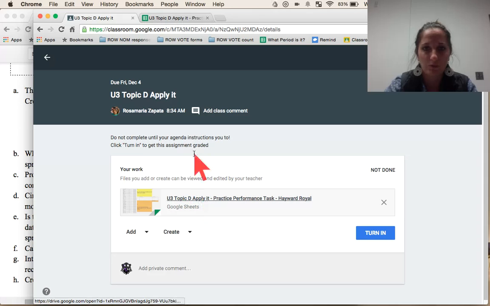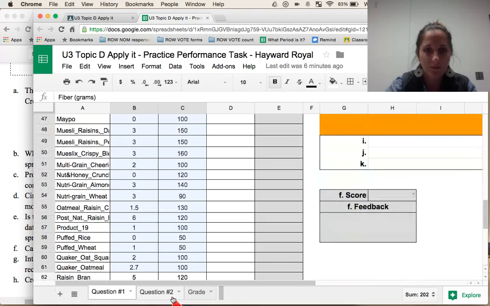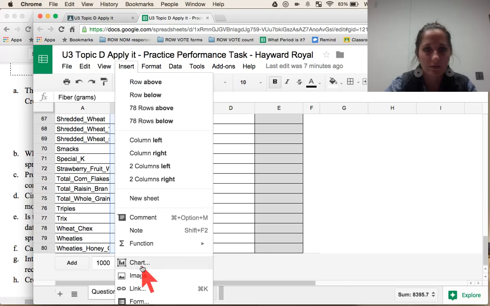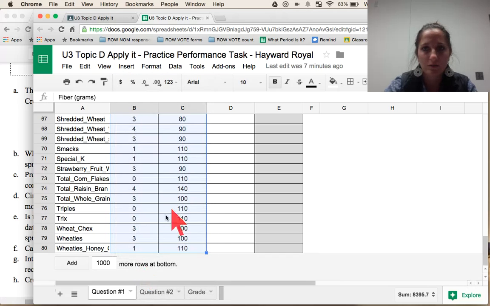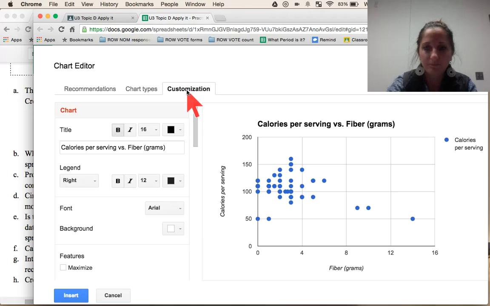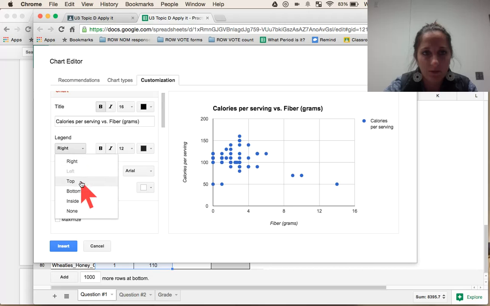You go to Classroom, you open this up, and I'm going to go ahead and create a scatter plot of the data. So to create a scatter plot, I select only the data, not the names. Select all the data, and then insert chart. And then I'm going to choose a scatter plot. I'm going to go to customization. And in customization, quickly take a look at the title, calories per serving versus fiber. I'm going to put the legend at the top.